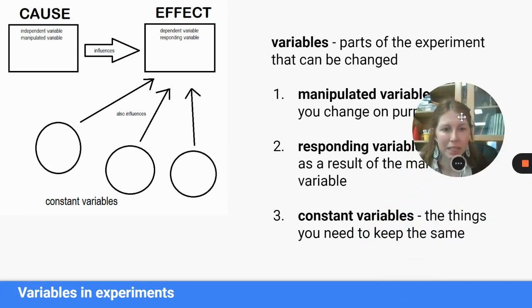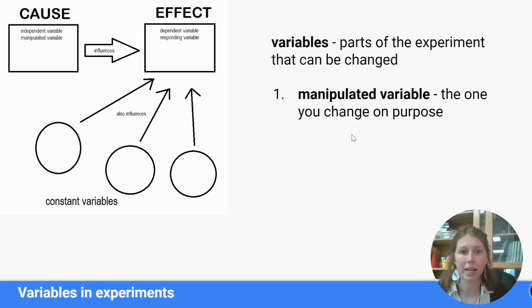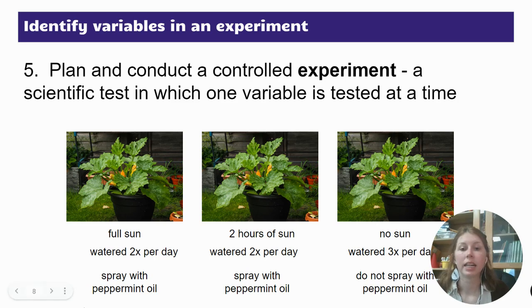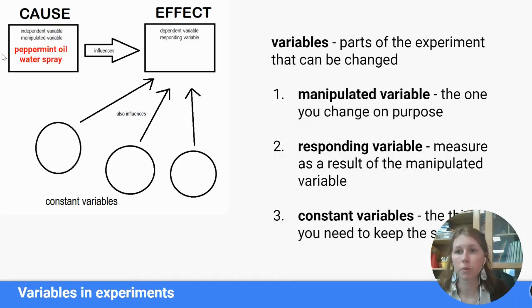Those are the things that we keep the same. And so it's important that we keep everything the same except for this. And so I'm going to look back here. Here, we didn't keep the amount of sun the same. We didn't water it the same amount. We didn't do this the same. So we had way too many manipulated variables. There were too many things that we changed that were different about each plant. So here's a good example.